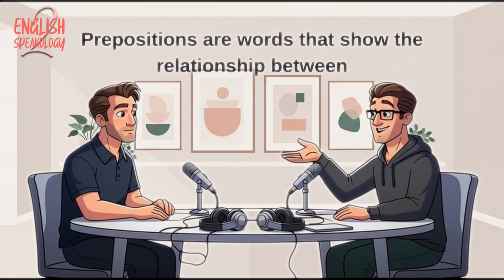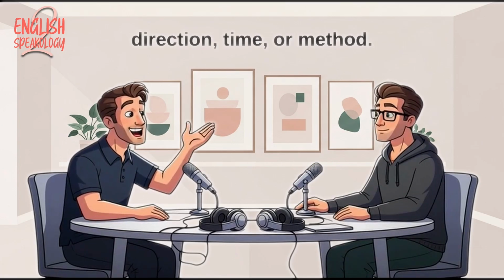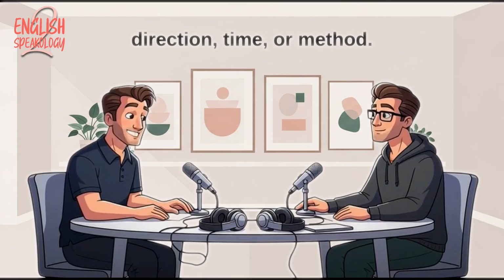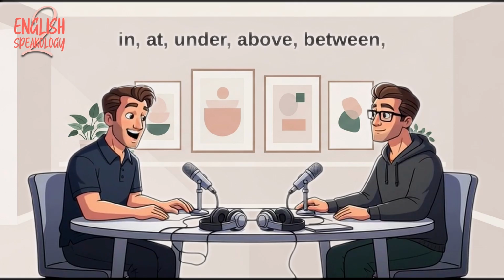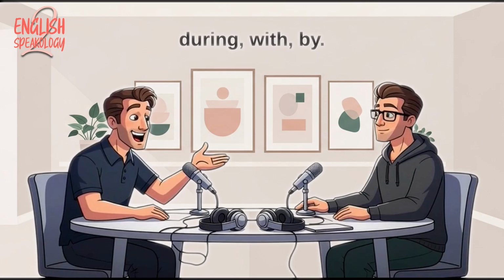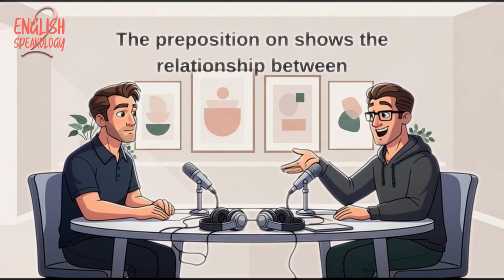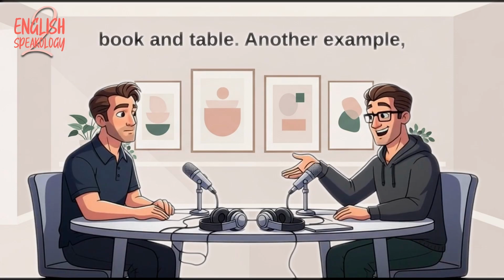Prepositions are words that show the relationship between a noun or pronoun and other words in a sentence. They often tell us about location, direction, time, or method. For example, on, in, at, under, above, between, during, with, by. For example, the book is on the table. The preposition on shows the relationship between book and table.